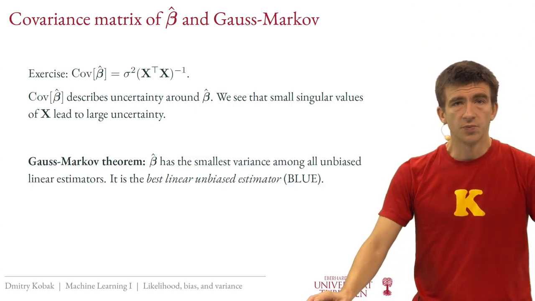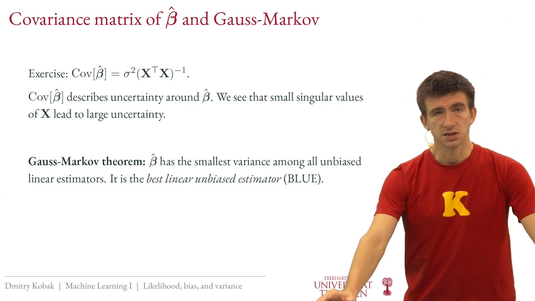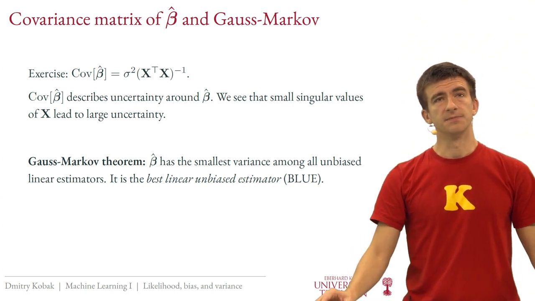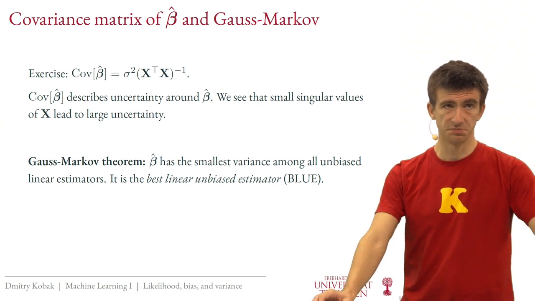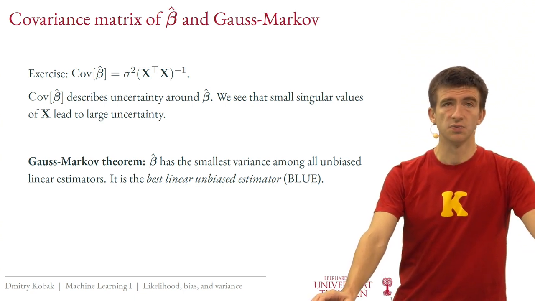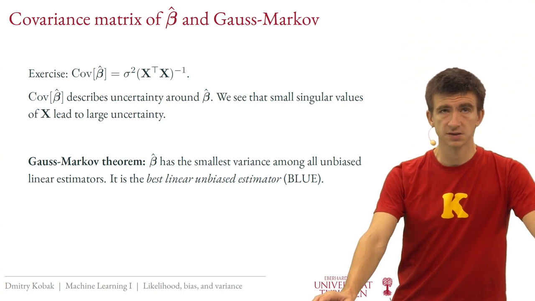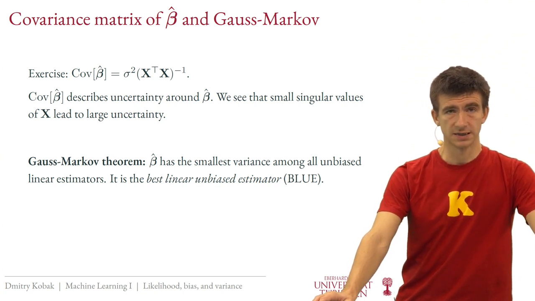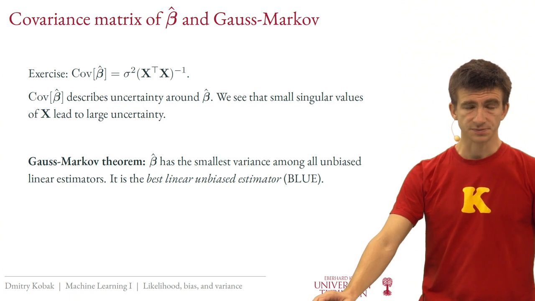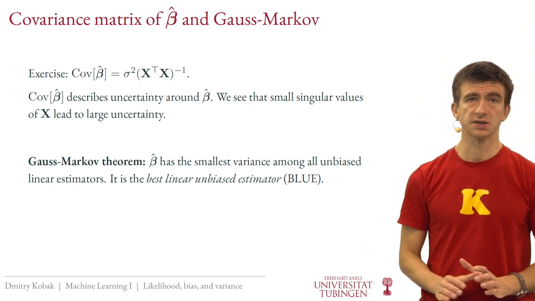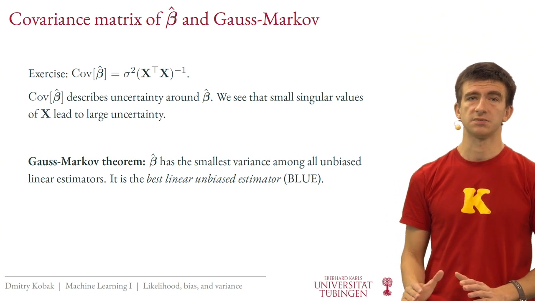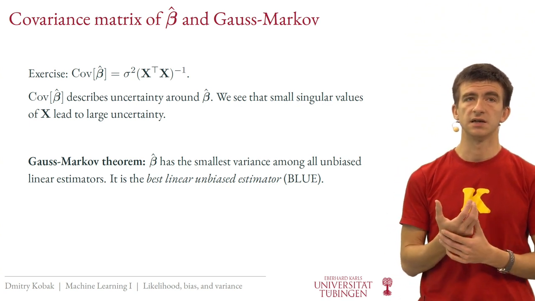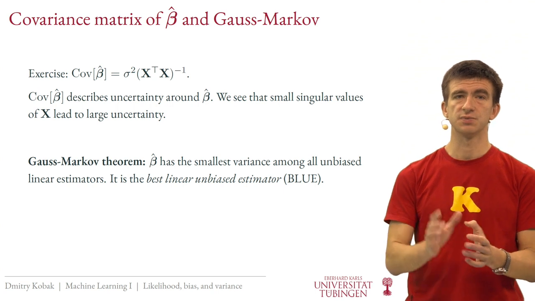A very important result in statistics is called the Gauss-Markov theorem. Now we can state it. It says that beta hat has the smallest variance among all unbiased linear estimators of beta. And this even has a special term in statistics. It's called a BLUE estimator, the best linear unbiased estimator. So the best here means that it's a linear unbiased estimator with the smallest variance.